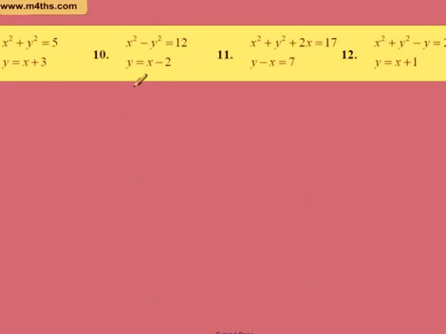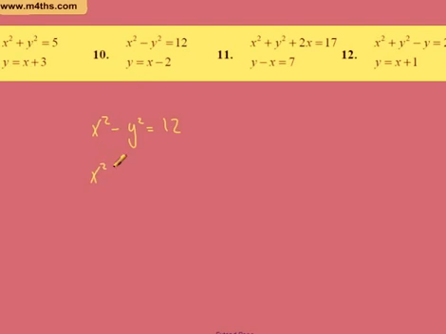Now, this one right here is slightly different, but no major hassles. We've got x squared minus y squared is equal to 12. So it's another non-linear one, and we've got y is equal to x minus 2. Now, at this stage, you can substitute either in. You can either say y is equal to x minus 2 and put it through there, or x is equal to y plus 2.